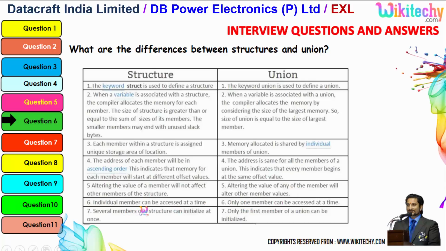Individual members can be accessed at any time. Only one member can be accessed at a time. Several members of a structure can be initialized at once. Only the first member of a union can be initialized. These are the major differences you should explain.